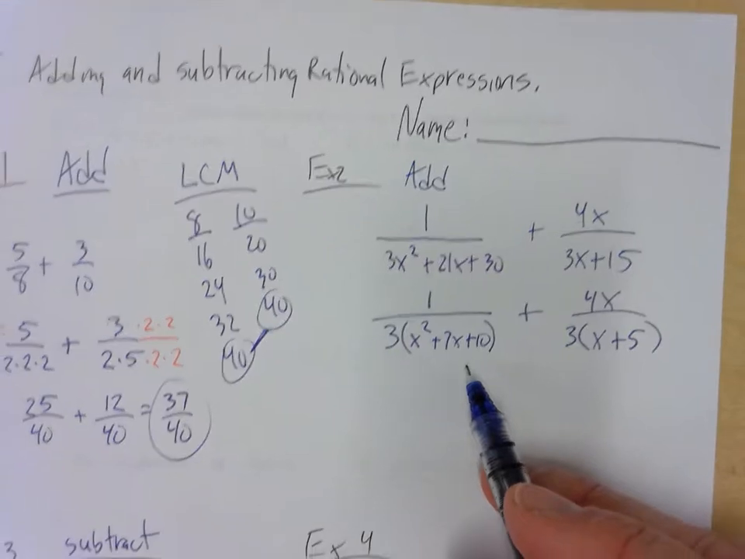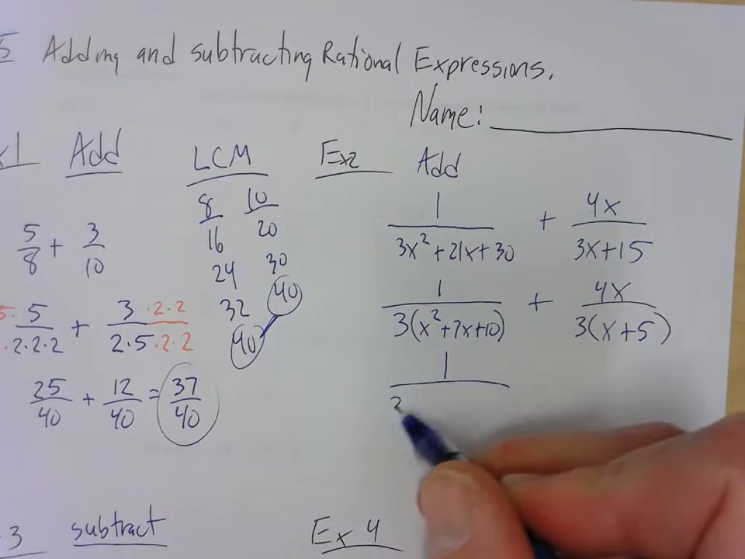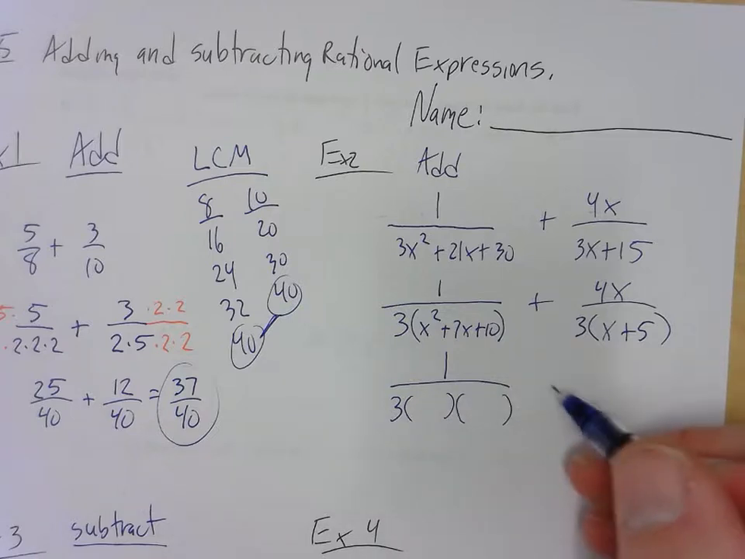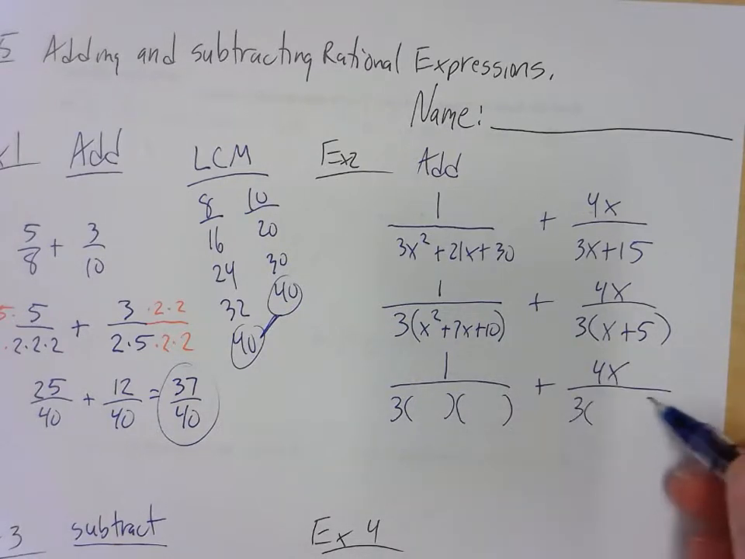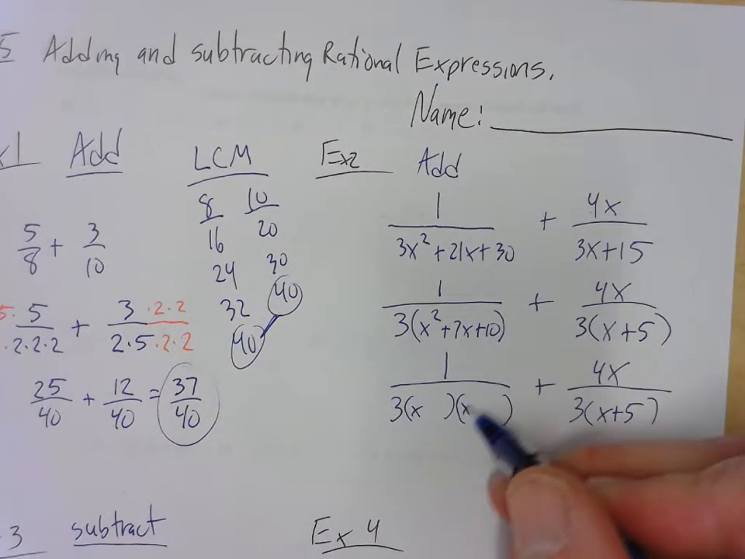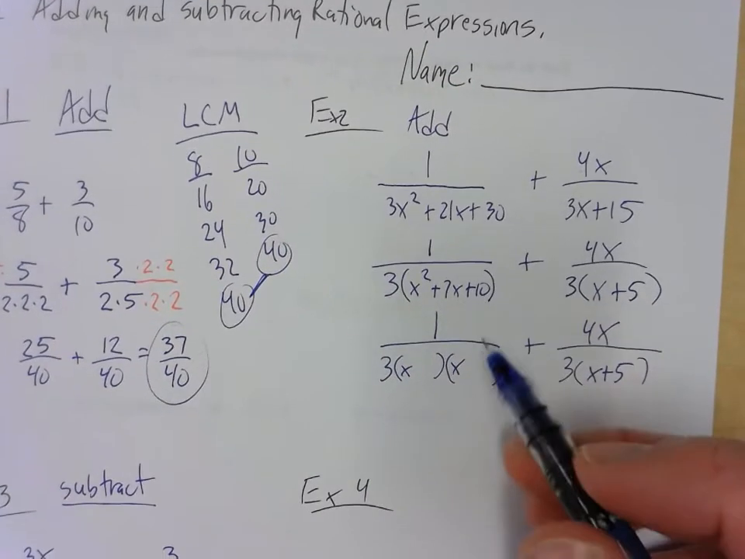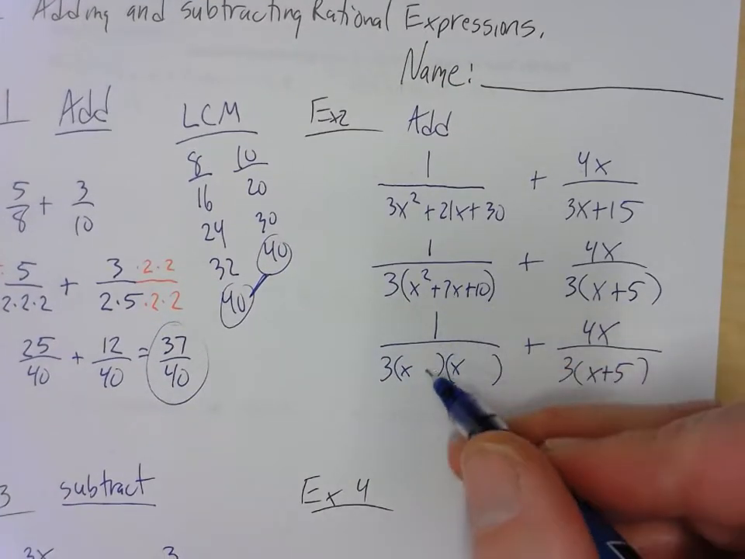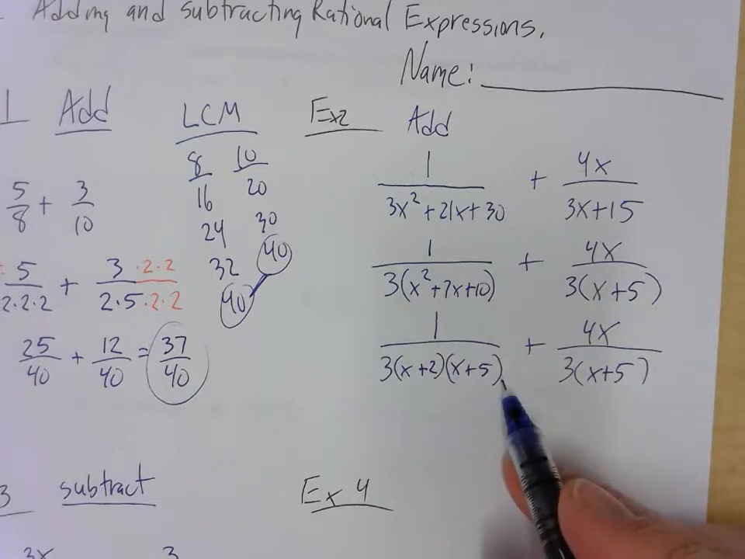This part factors again. It may or may not, but it actually does. So it'll be 1 over 3, parentheses, plus 4x over 3, parentheses, x plus 5. 2 sets of parentheses, put an x in each. 10 would be 2 and 5, and 2 and 5 makes the 7, so it makes sense. So it's x plus 2, x plus 5. Now we've completely factored each denominator.